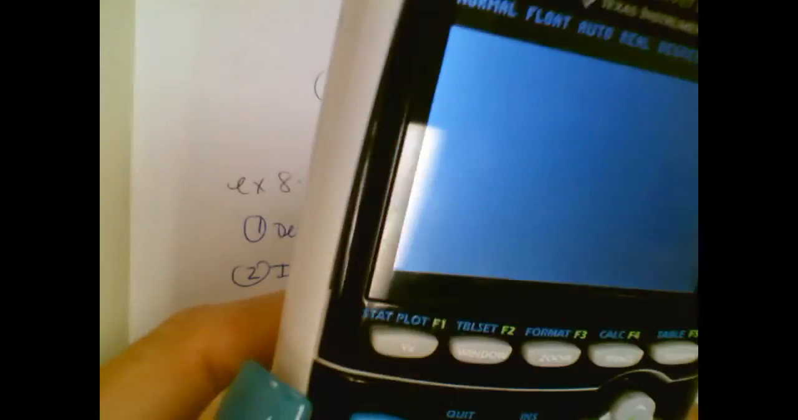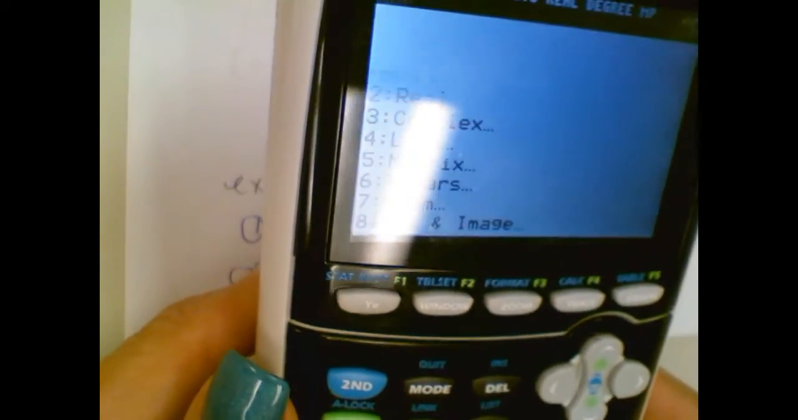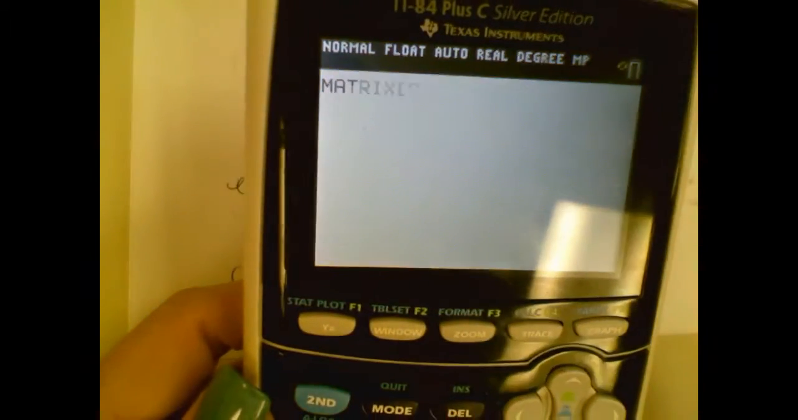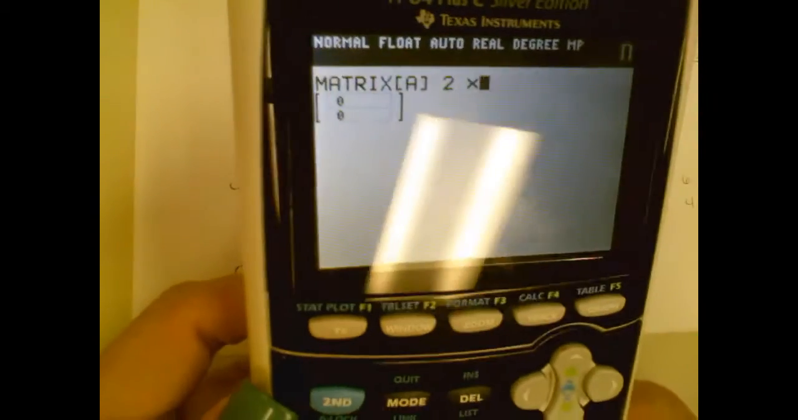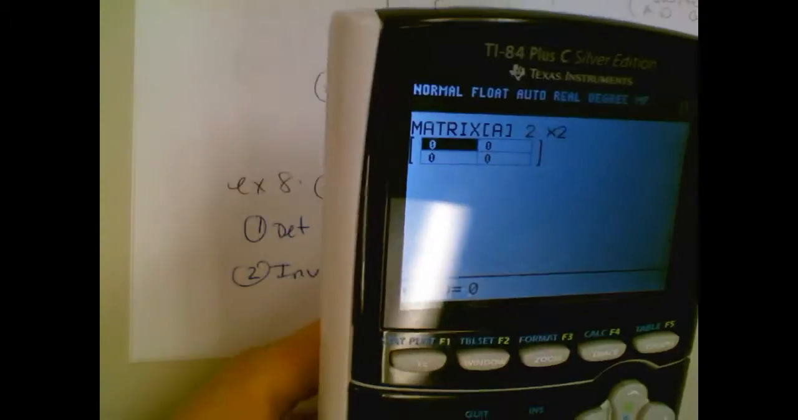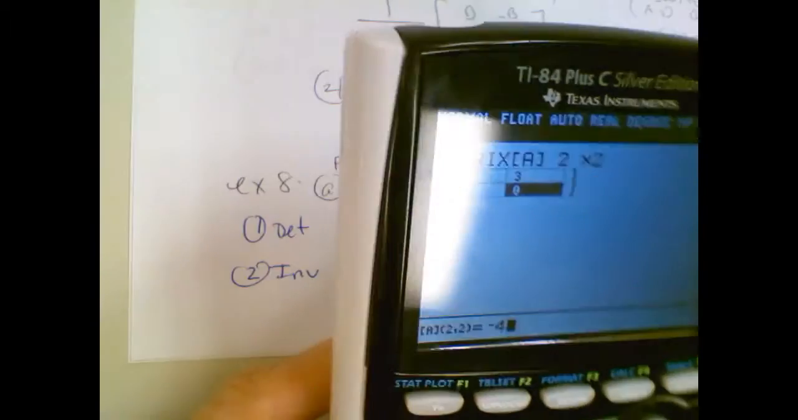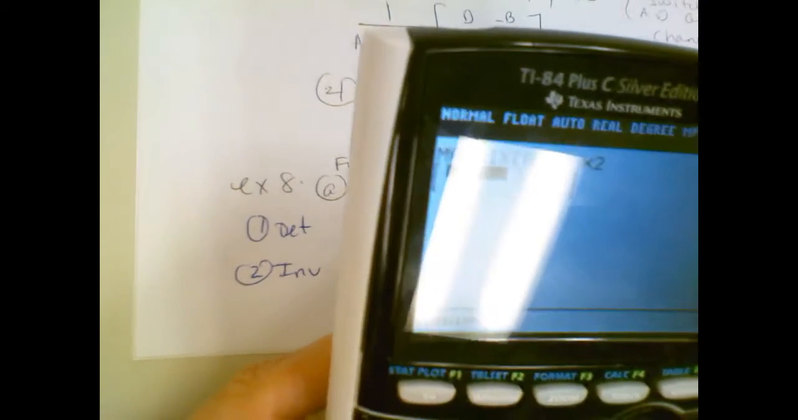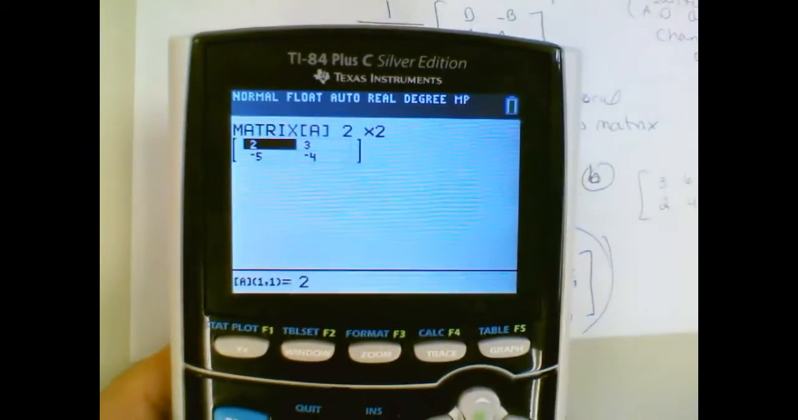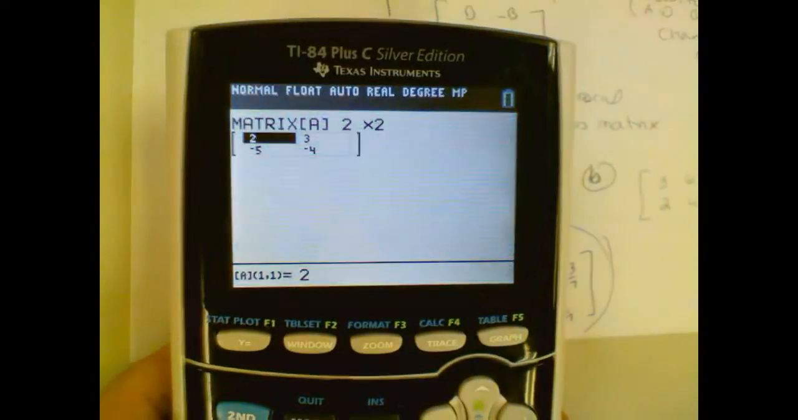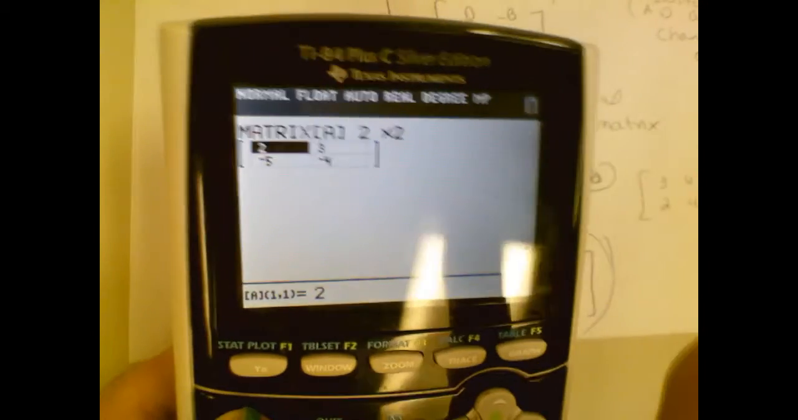Let's go to second plus, you guys, go to second plus 2, 5, delete that last one. And then second matrix, edit. Here we go. We are going to store our first matrix in A. We're going to call it a 2 by 2. And we're going to put in our original one, 2, 3, negative 5, and negative 4. Okay, you guys see that? You guys have it in there? Everyone got it stored?